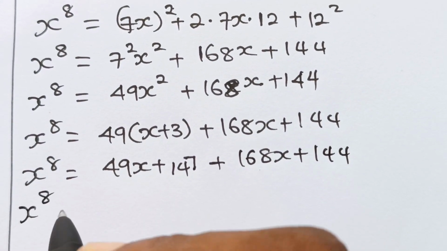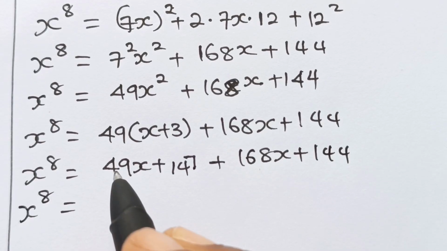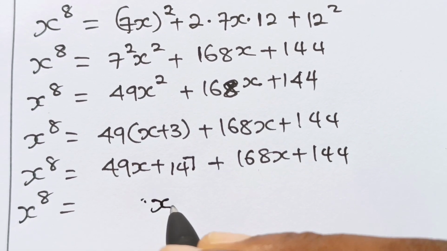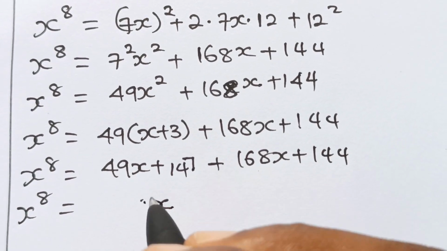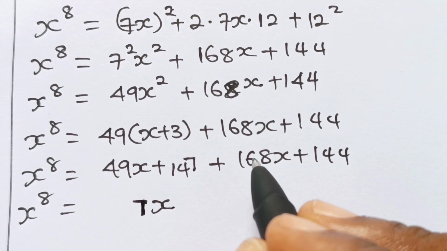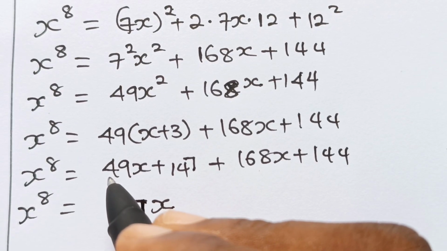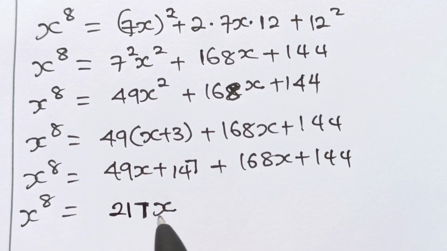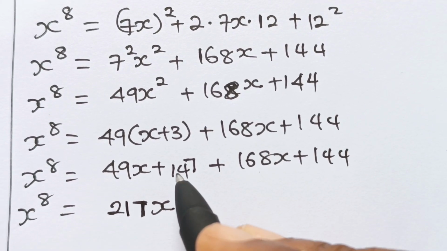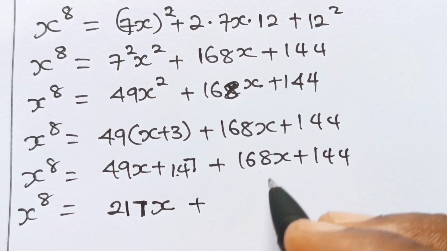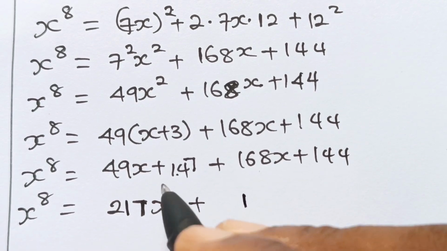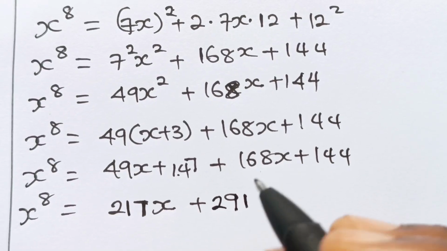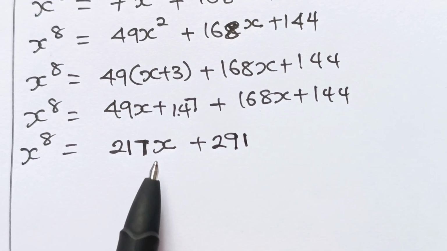We have x to the power of 8 is equal to, so we add 49x to 168x. x and x will end in x. 9 plus 8 is 17, 7 carry 1. 6 plus 4 is 10 plus 1 is 11, 1 carry 1. Put it here, we have 2. So we have 217x plus, now 147 plus 144: 4 plus 7 is 11, carry 1. 4 plus 4 is 8 plus 1 is 9, and 1 plus 1 is 2. All right, so this is what we have.